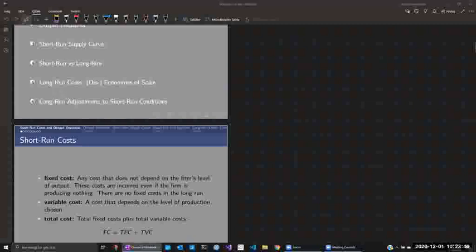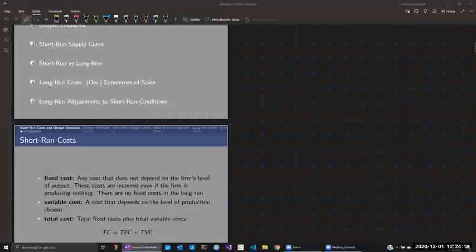And in the long run, what will be more important is the benefits or costs of changing the scale of the production. So we will first try to understand what is economies of scale. Then the opposite will be called diseconomies of scale. And then we will finalize this lecture by looking at what happens when some short run conditions change.